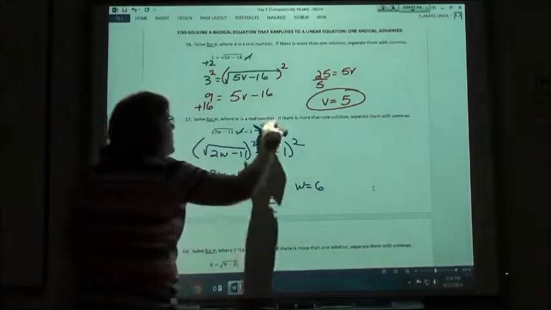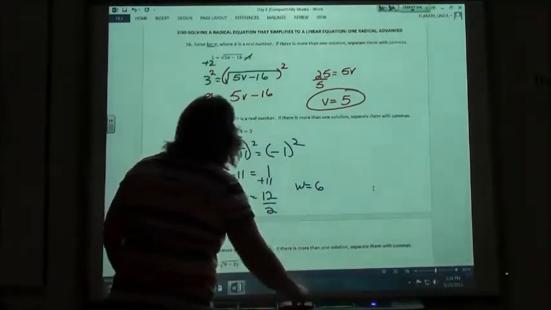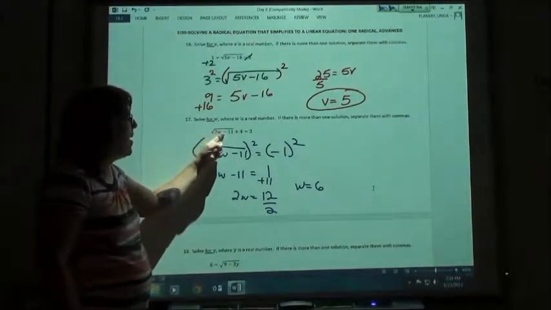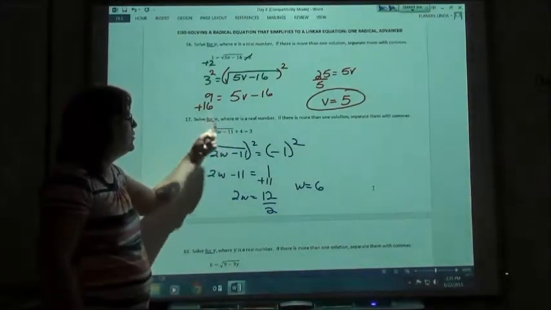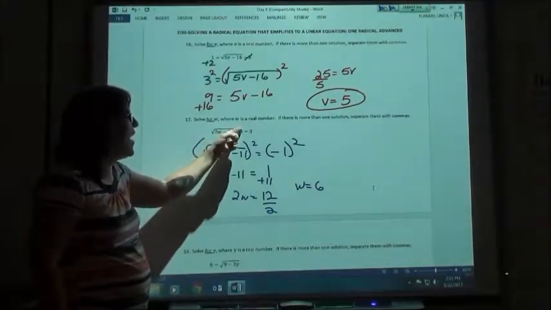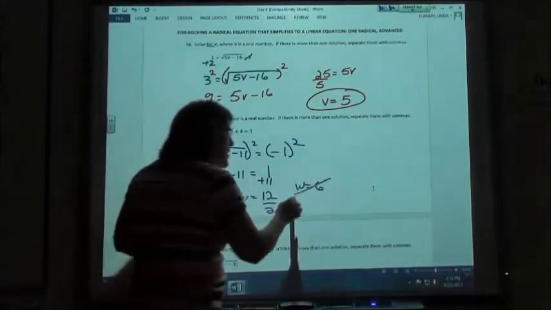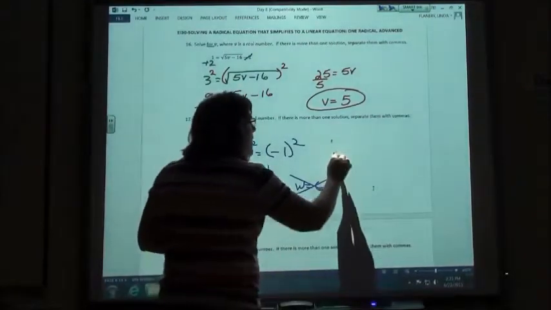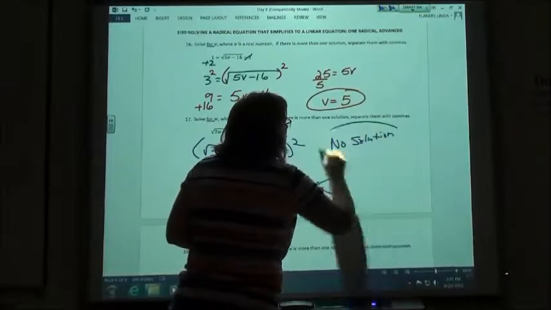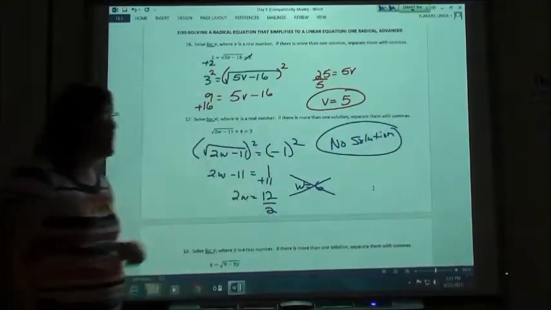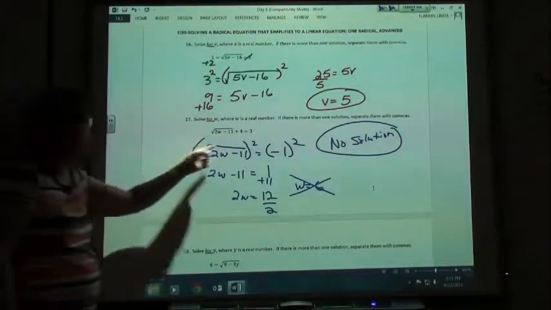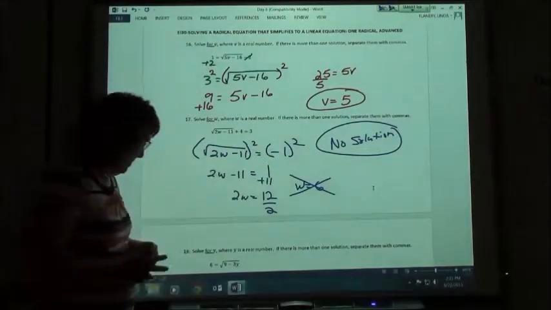But when I go back and check this one, 2 times 6 is 12. 12 minus 11 is 1. The square root of 1 is still 1, and 1 plus 4 is 5, not 3. So this answer is not going to check. You're going to get no solution. And that's going to happen a lot of times when you square that negative, because a square root can't equal a negative number anyway.